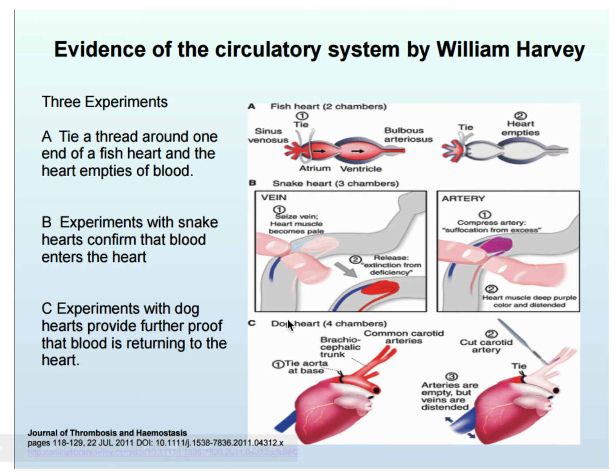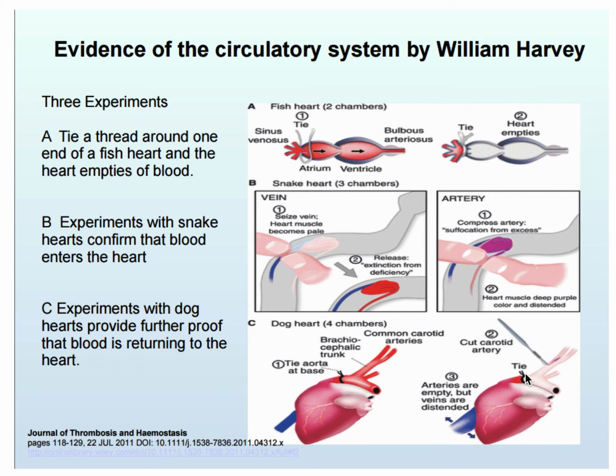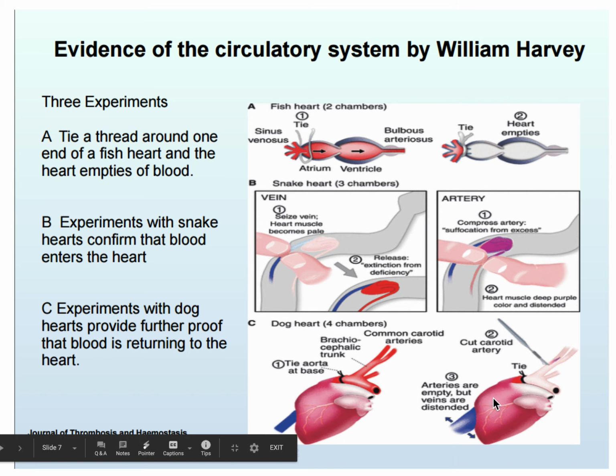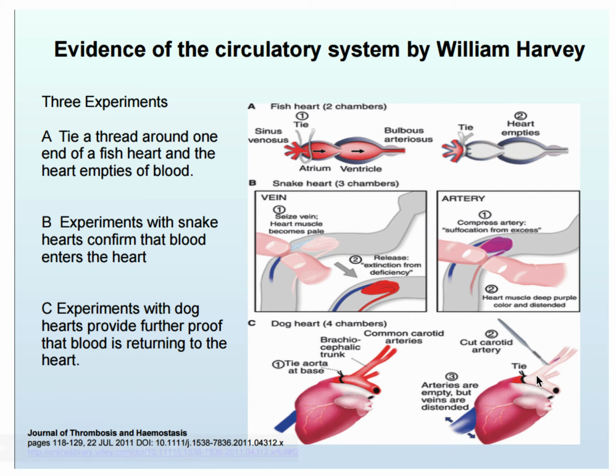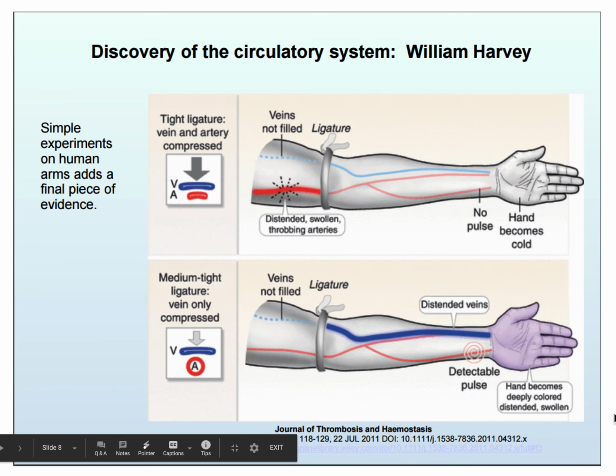He also did an experiment with a dog heart that proved further that blood returns back to the heart so it can then pump it out again. What he did here was he tied off one end of the artery, and you can see that the artery is tied here, and the arteries are emptied, but the veins are distended because no blood was able to leave. He then cut the artery, and so that meant all the blood left that artery, and you can see the veins are filled because they're not able to let the blood pump through the heart out the artery. So it's proving directionality of the blood. It goes in through the veins, out the arteries, and the heart acts as a pump.